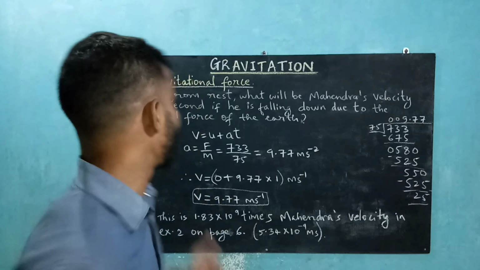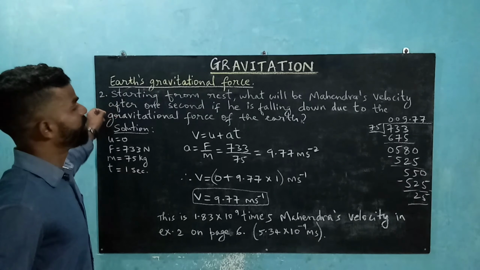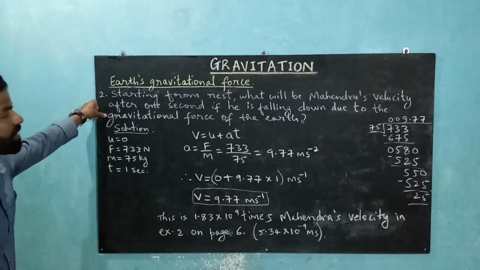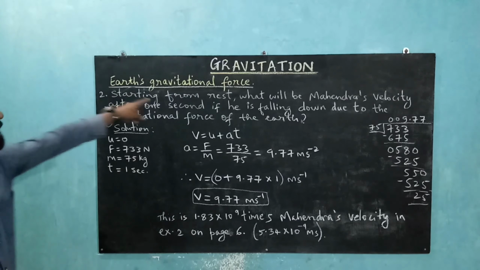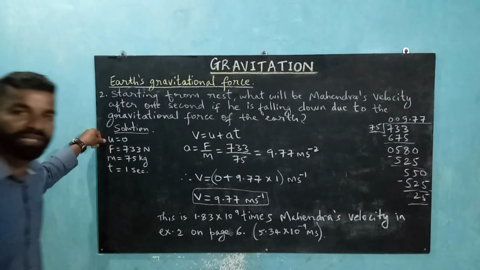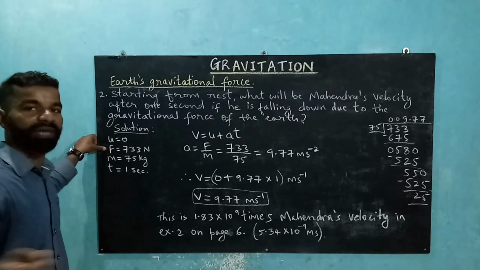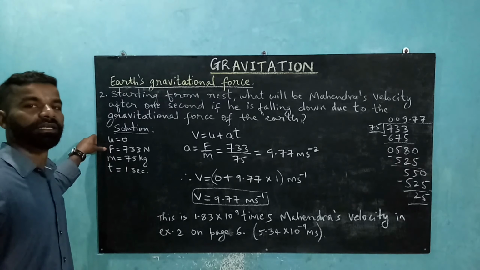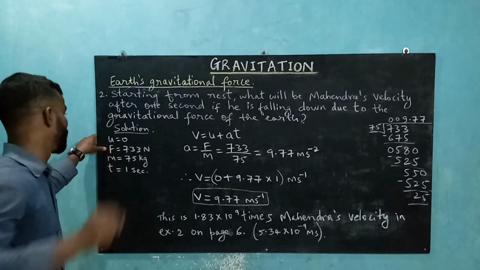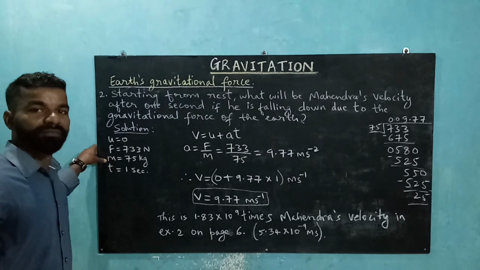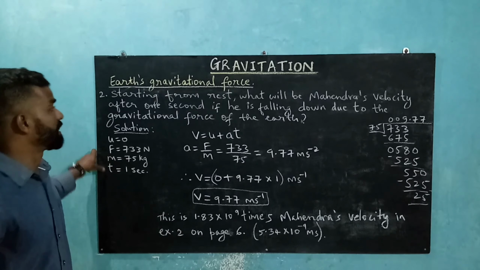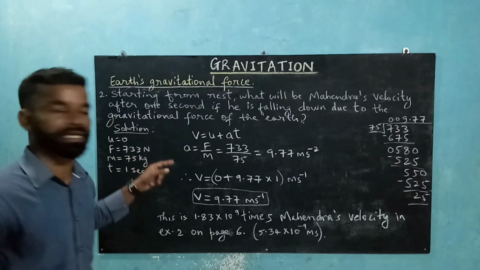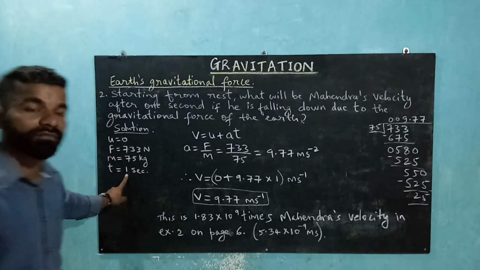Now let's see the second example. Starting from rest, what will be Mahindra's velocity after 1 second if he is falling down due to the gravitational force of the Earth? Since he is starting from rest, the initial velocity u is equal to 0. The force we have already found in the last example, which is 733 newtons, the gravitational force on Mahindra, and the mass of Mahindra is 75 kg. We are told to find the velocity after 1 second, so time is equal to 1 second.